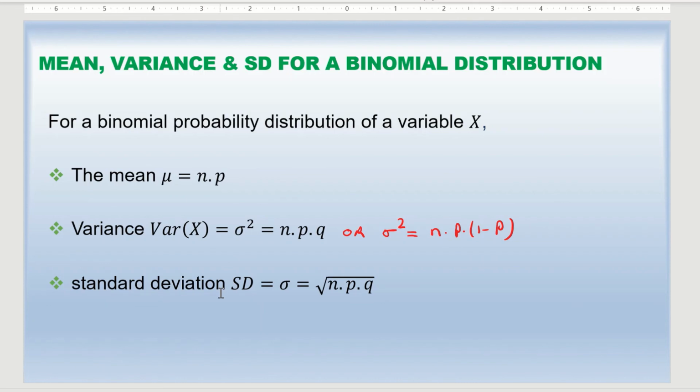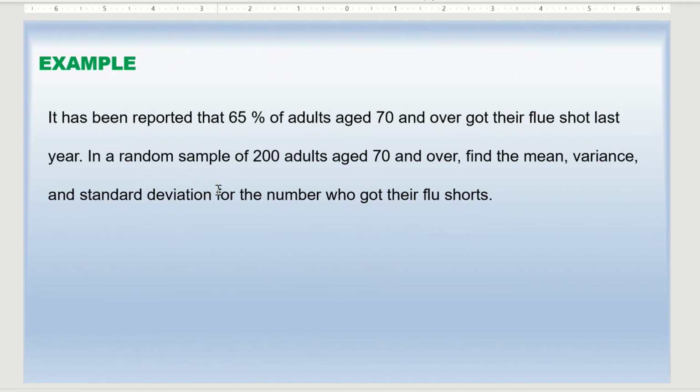So let's take an example where we get a chance to use these formulas. Here is that example. It has been reported that 65% of the adults age 70 and over got their flu shot last year. So p is equal to 0.65. That's your p. And if you want to get q, your q will be 1 minus p, or 1 minus 0.65, which is 0.35. That's your q.